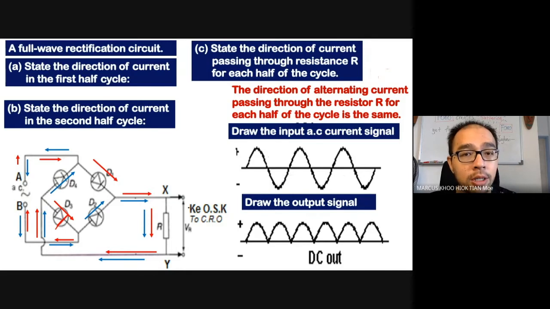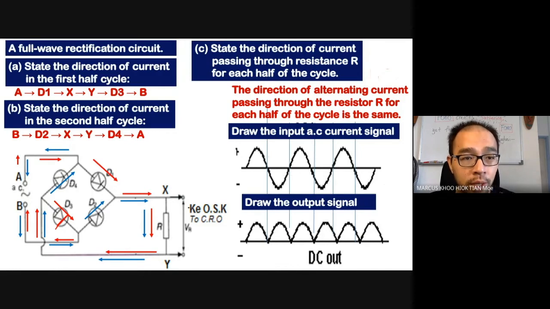So the output signal will be this. Sorry. So this is the answer for this: A to D1 to X to Y to D3 to B. And then B to D2 to X to Y to D4 to A.